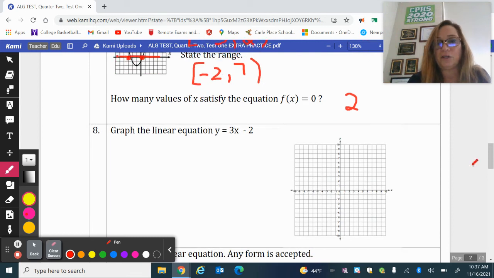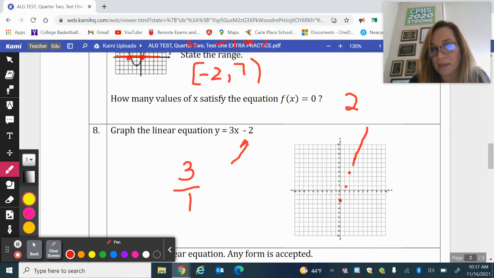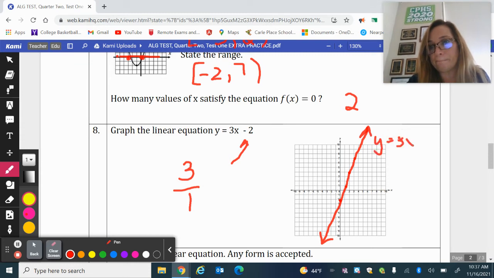Graph the linear equation. Okay, so I'm going to use the y-intercept of -2, and you can also use your graphing calculator. And then I'm going to use the slope of 3, which is 3 over 1, so up 3 over 1. Up 3 over 1. And you want to just connect to make a long line. Remember, all lines are straight, and don't forget to label. Okay?